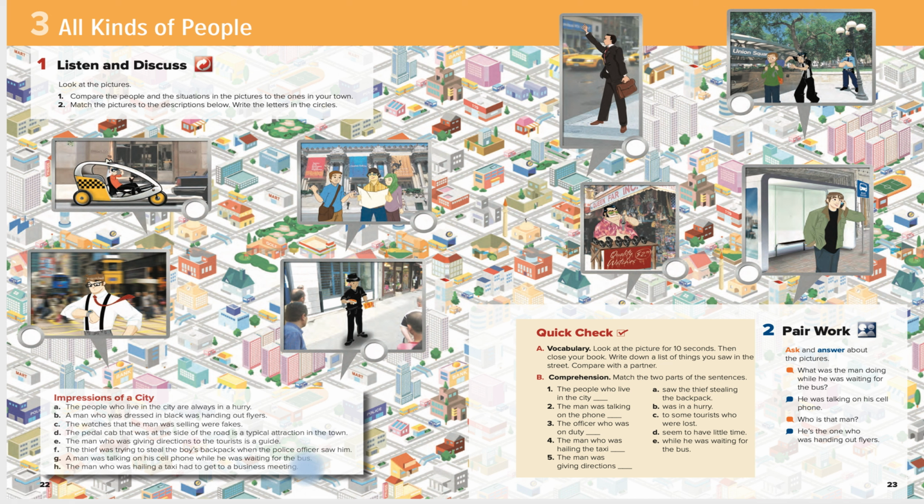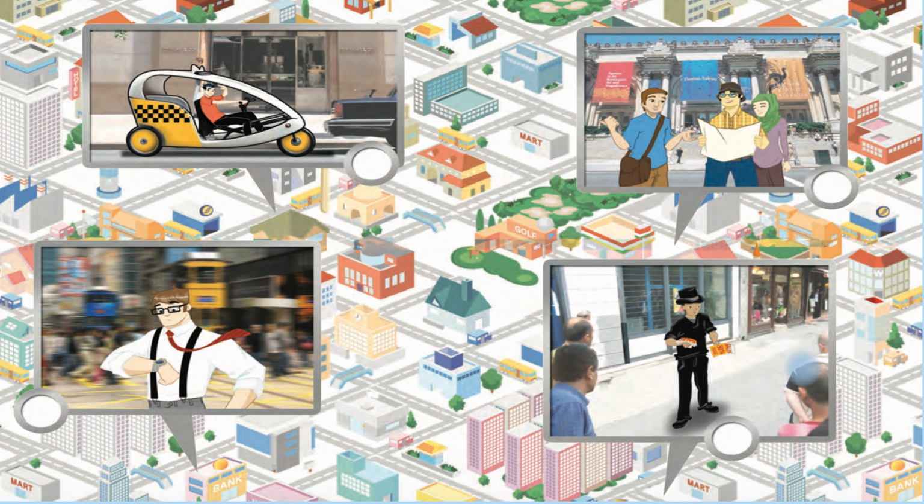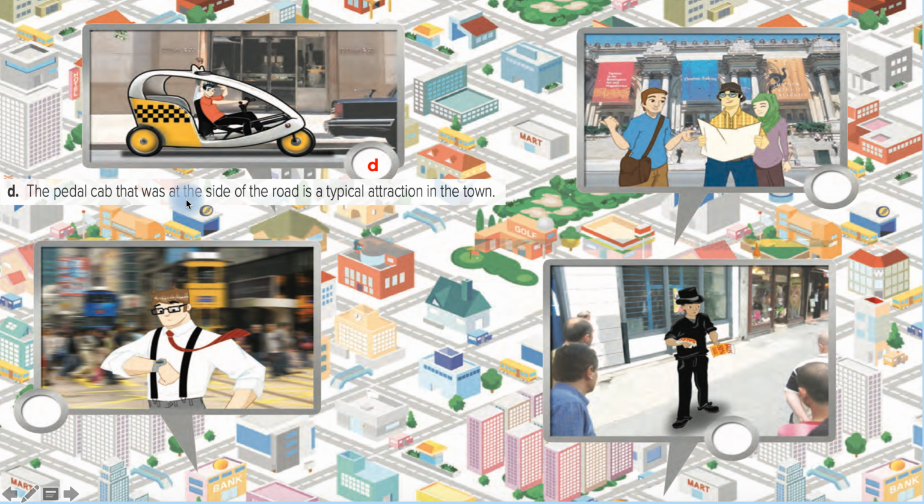So right now we have listened to these impressions of a city and we're supposed to match them with the correct picture. Okay, so let's take a look here. So the first one, D, which is the pedal cab that was at the side of the road, is a typical attraction in the town. Now in this picture, E, the man who was giving directions to the tourist is a guide.